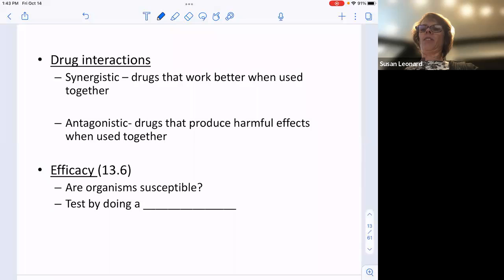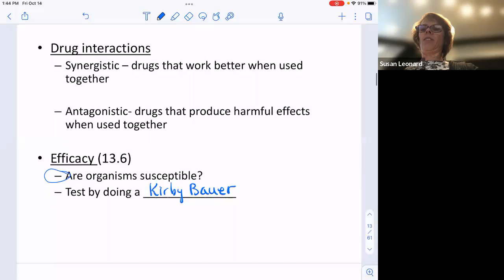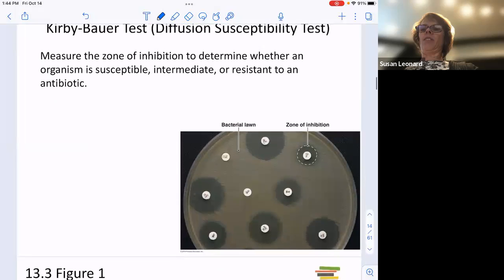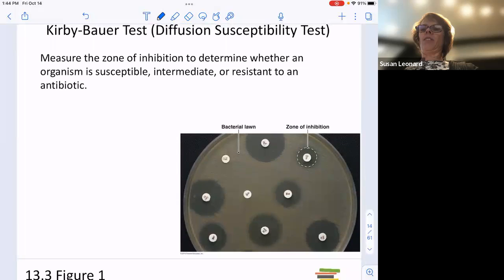Also, are organisms susceptible? If you try to treat an infection of a bacteria that doesn't have a cell wall and you give them penicillin, it's not going to do any good. That organism is just going to be naturally resistant to that. And we can test whether an organism is susceptible or resistant to an antibiotic by doing a Kirby-Bauer test. If you're in lab, you did this yesterday or the day before, but for those of you not in lab, this is a Kirby-Bauer test.